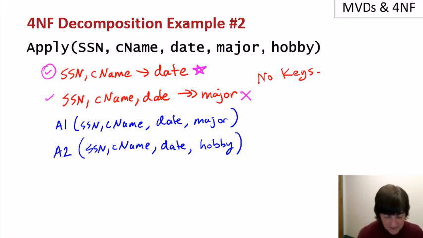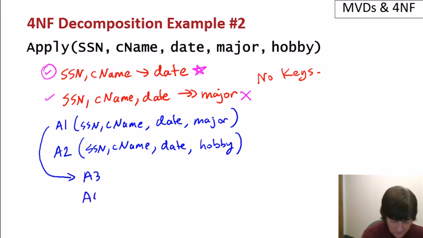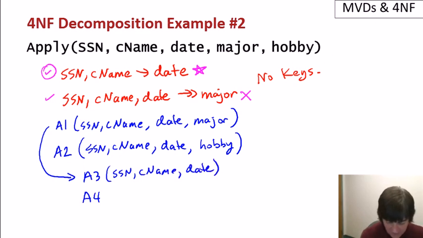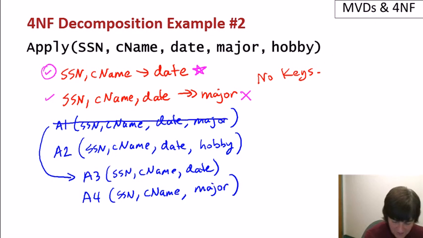So let's start by decomposing A1. We'll turn A1 into A3 and A4. A3 will have the functional dependency, all three attributes, and then A4 will have the left side of the functional dependency and the remaining attributes, which in this case is the major. So now we're finished with A1, and we have a similar problem with A2. We decompose A2 similarly, although we'll discover that A3 is the same relation in the decomposition of A2 as we got with A1.